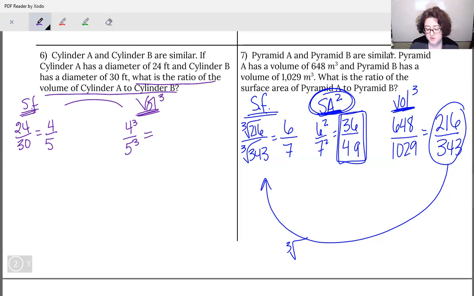Alrighty, so 4 cubed gives us, I've got to check that one. 4 cubed gives me 64. 5 cubed, I believe, is 125. Nope, 5 raised to the 3. Yep, 125. So that's our relationship between cylinder A and cylinder B.